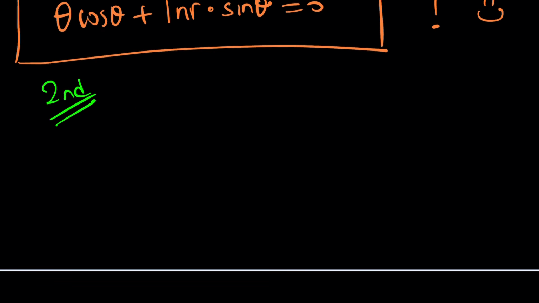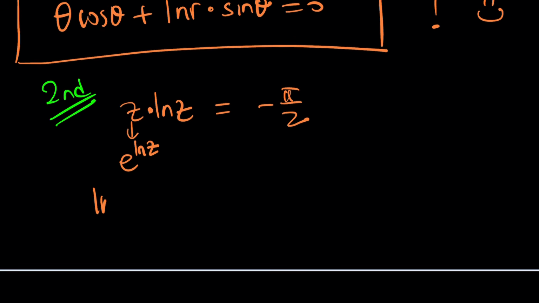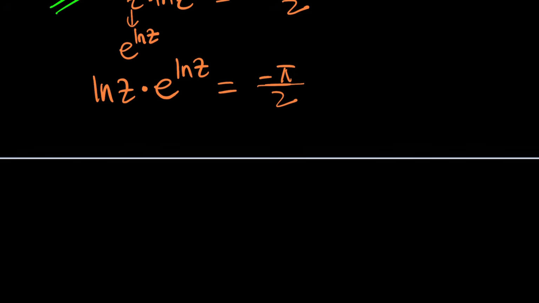Second method, again, we have z ln z equals negative pi over 2. I'm going to use a totally different approach. You know what it is? It is basically the following. z can be written as e to the power ln z, right? So this turns into ln z multiplied by e to the power ln z equals negative pi over 2. It doesn't matter where you write the negative. It still means the same thing. That's why I keep changing it.